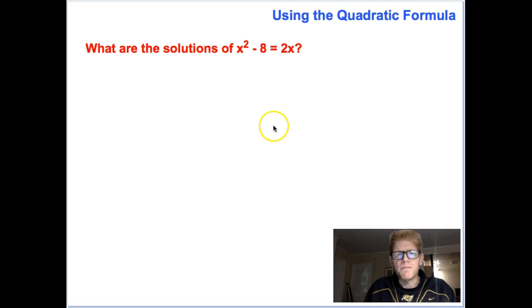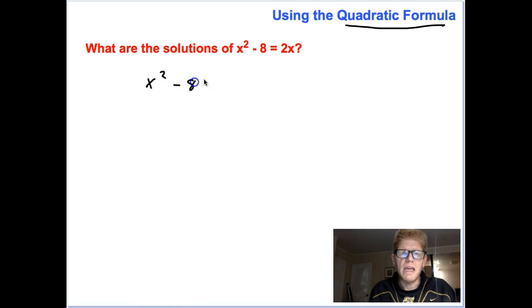Here's our first equation. What are the solutions of x squared minus 8 equal to 2x? Now take a look at this equation, and what do you notice? One of the first things you should notice is that it is not in standard form. If we're going to use the quadratic formula, we need our equation to be in standard form. So let's go ahead and put it in standard form. We'll have x squared minus 8. And then we're going to take this negative 2x and bring that over here. So that will leave us with x squared minus 8 minus 2x.